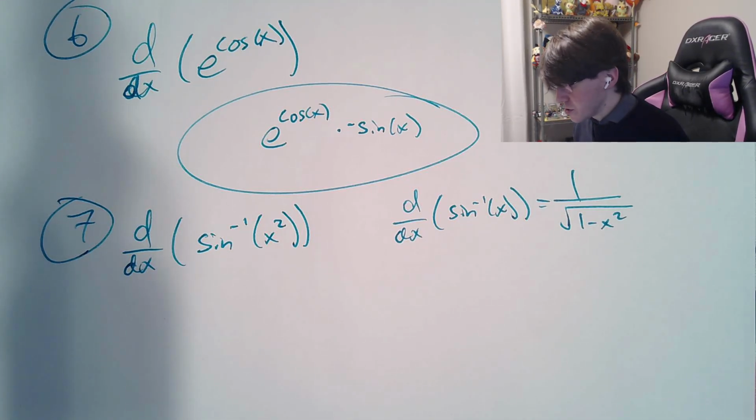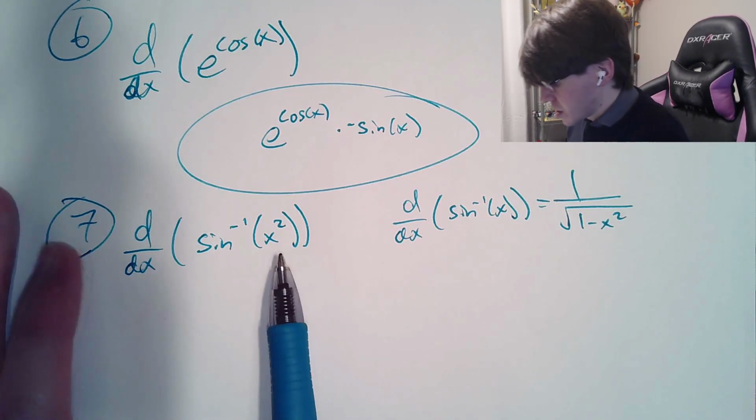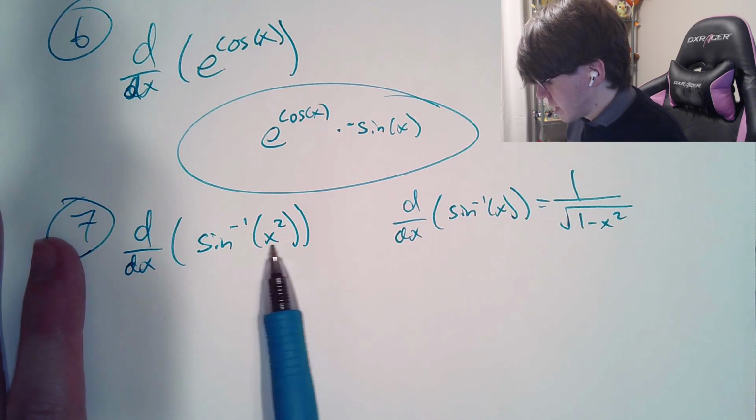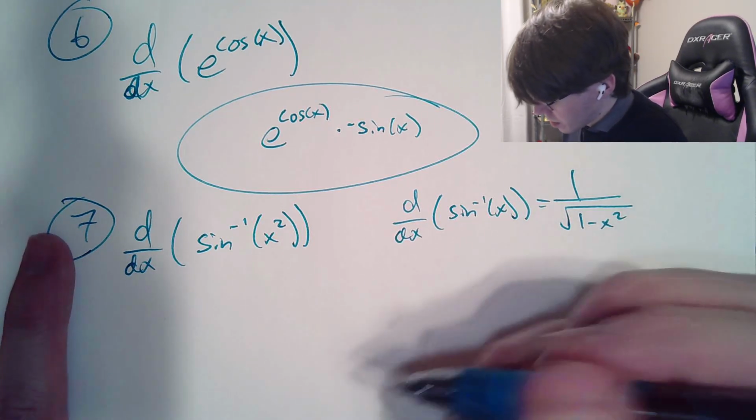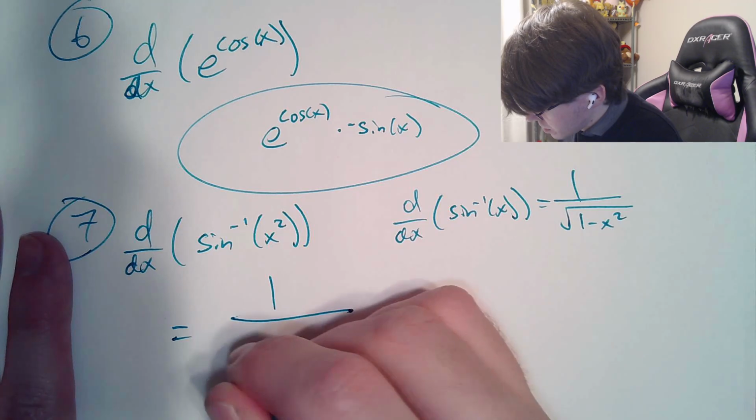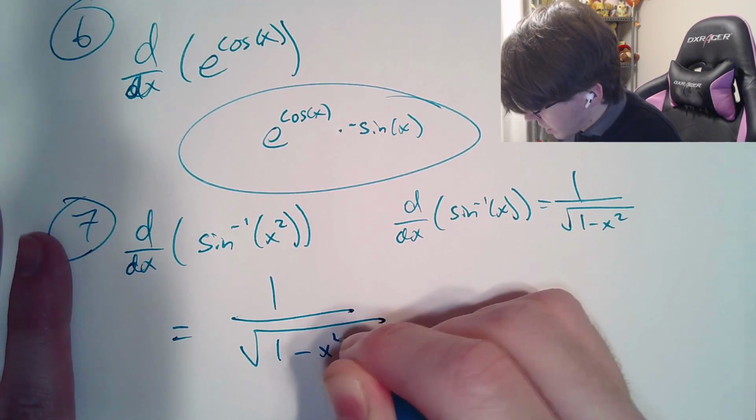The other way you can do this problem is with implicit differentiation, but that's already part of your lesson later in numbers 8 and 9, I can see. So I think this one you're just supposed to have it memorized. So the idea is you're going to take this x squared and you're going to slot it into this x squared there. So we have 1 over the square root of 1 minus x to the power of 4.